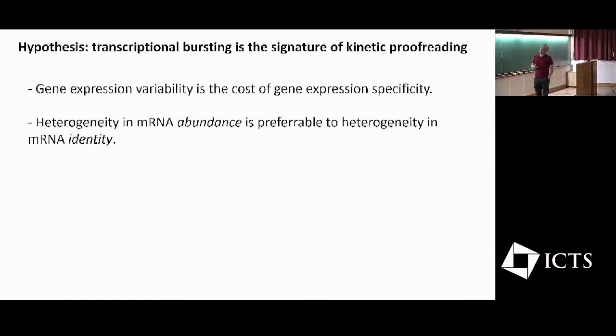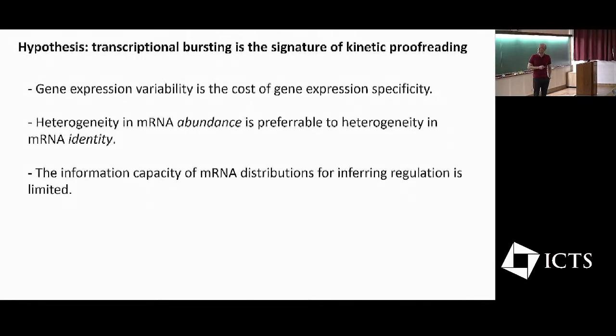So in that sense, heterogeneity in mRNA abundance, the thing that we've been measuring for so many years, is preferable to heterogeneity in mRNA identity. And this ultimately limits the information capacity of mRNA distributions. So what do I mean by that? For example, we use single-cell RNA-seq. We use it in both perfunctory ways and more meaningful ways. But trying to describe RNA-seq distributions at the level of individual reads, I think, is a pretty useless activity.